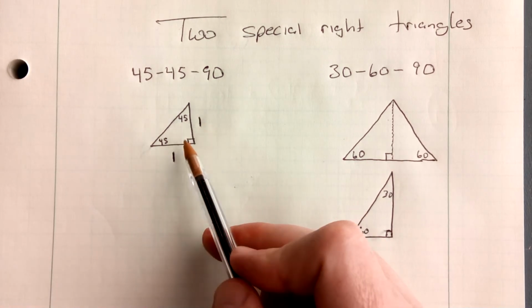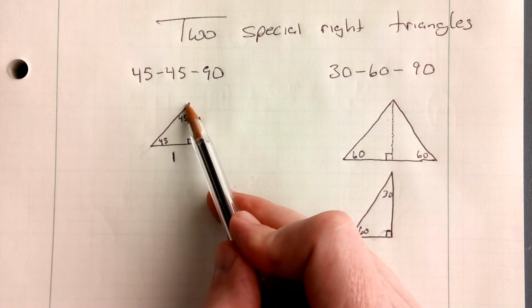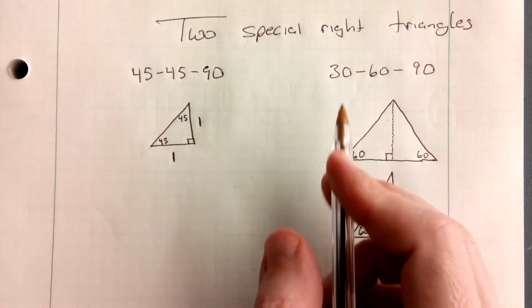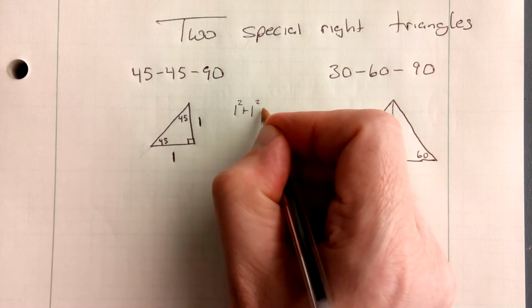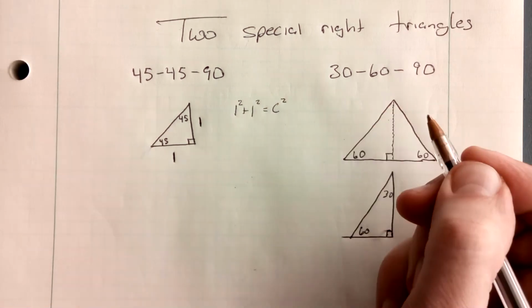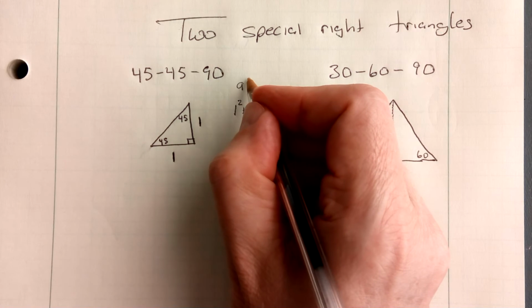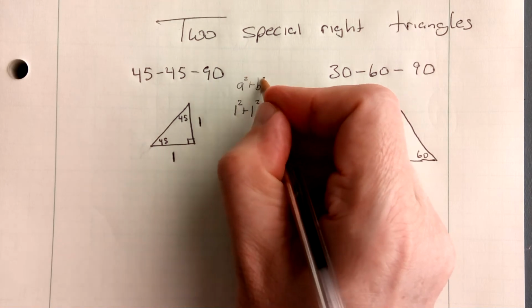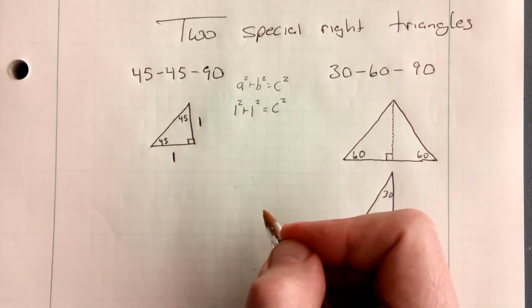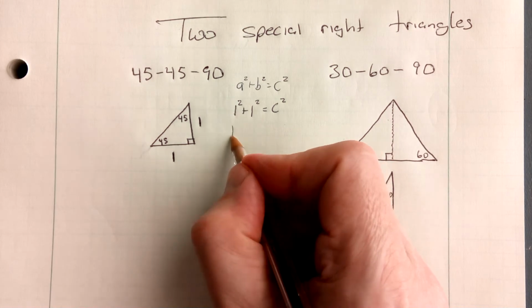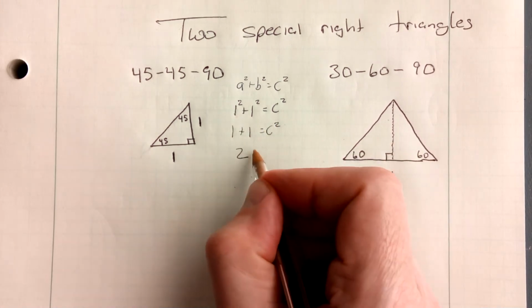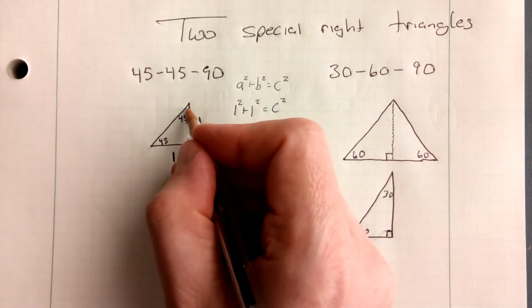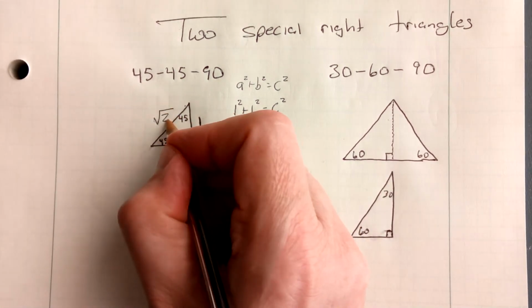Now if I do the Pythagorean theorem, I can find out that this length here, which is going to be 1 squared plus 1 squared, is going to equal that hypotenuse squared, because that's just the Pythagorean theorem, a squared plus b squared equals c squared. Well, 1 squared's 1, 1 squared's 1, equals c squared. 1 plus 1 is 2, is equal to c squared. So this hypotenuse is the square root of 2.